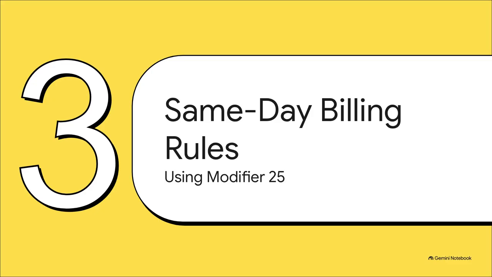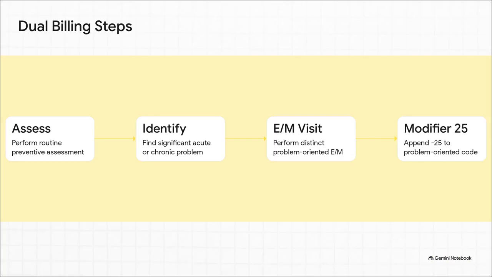Let's hit Section 3, Same-Day Dual Billing Rules. This is where it gets tricky. So what happens when a patient comes in for a routine checkup, but say their hypertension is completely uncontrolled and requires a medication adjustment right then and there? Well, you can actually bill for both, but you must follow a very strict sequence to justify medical necessity.